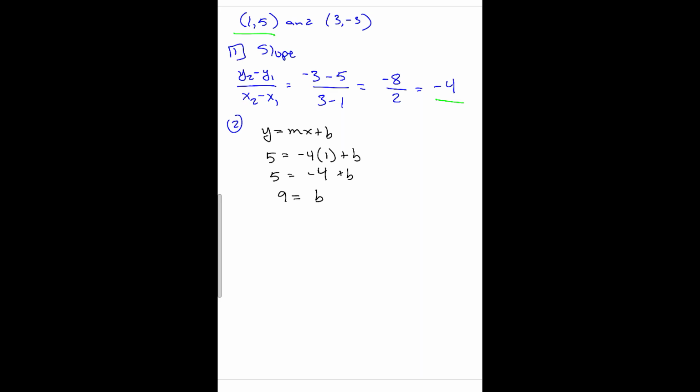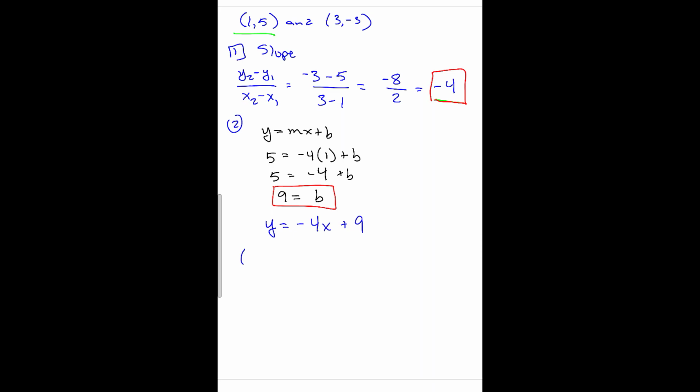All right, so now our final answer would be the y equals mx plus b, but we use the slope that we got, and we use the y-intercept to create our equation. So now it would be y is equal to negative 4x plus 9, and that would be our final answer. Another problem very similar to this, we have two other ordered pairs.